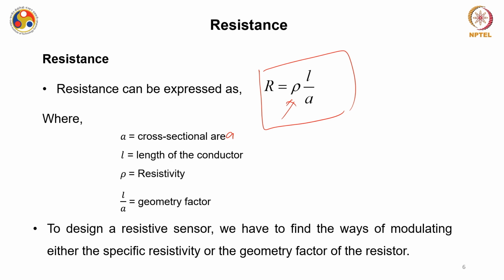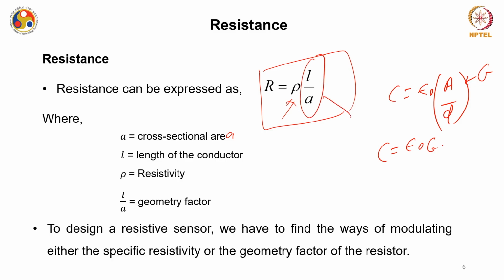And similar to the capacitance, where we have defined for a parallel plate capacitor, we have written C is equal to epsilon naught A by D, and we have called this A by D as geometry factor G. So C was equal to epsilon naught into G. Similarly, we have defined for inductor. For resistor, the L by A is the geometry factor, okay. This is called as G. So R is equal to rho into G, okay.